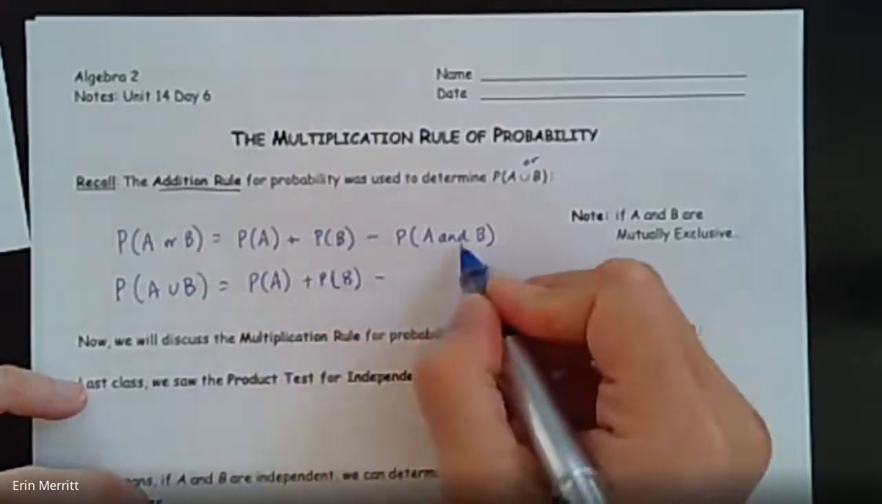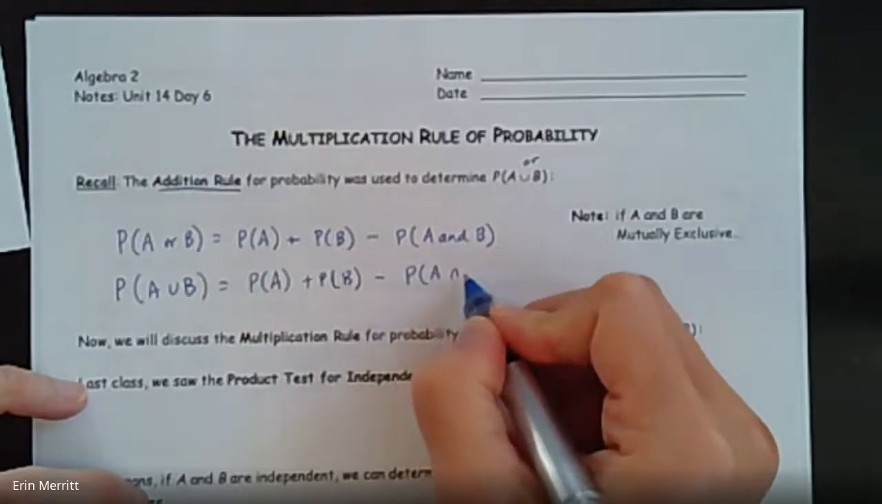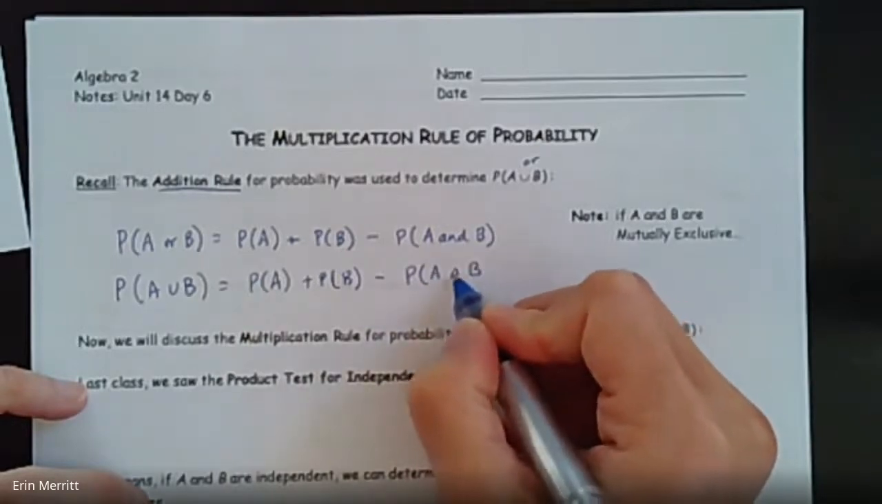And then "and" is the intersection. So it's the upside down U. It almost looks like an A if you were to put a little bar across it.